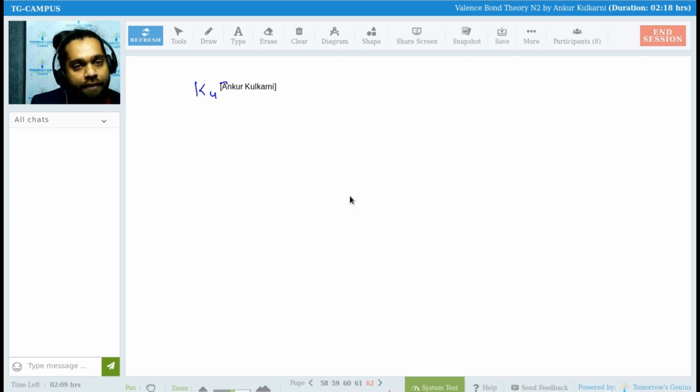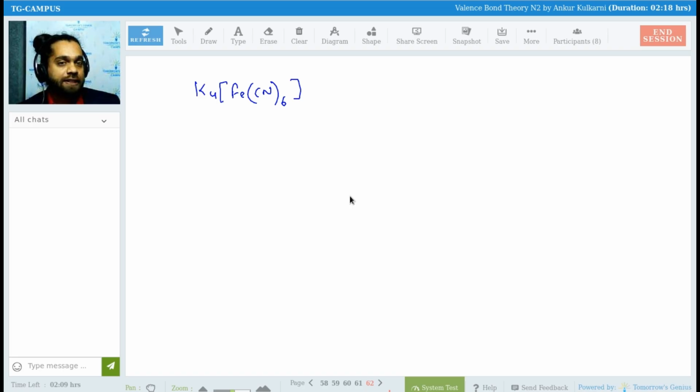Suppose I have K4[Fe(CN)6]. Today I want to complete this, then I have to complete the isomerism, then I'll try to complete the VBT. Let us try this complex. Now, what are the different rules?